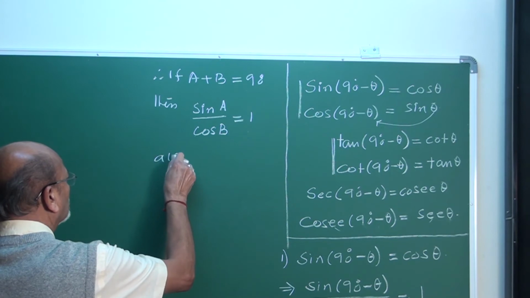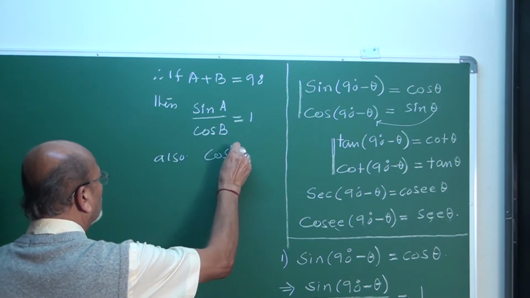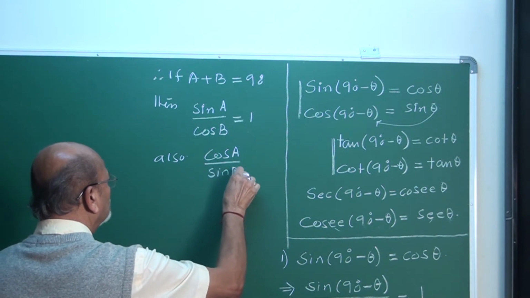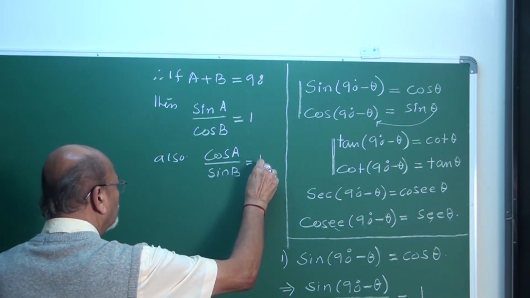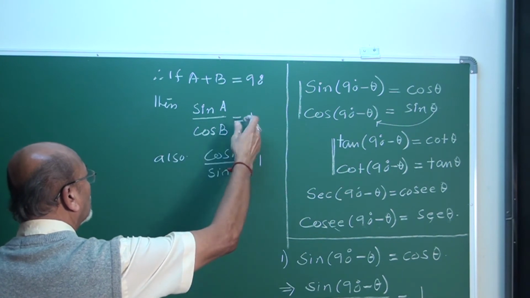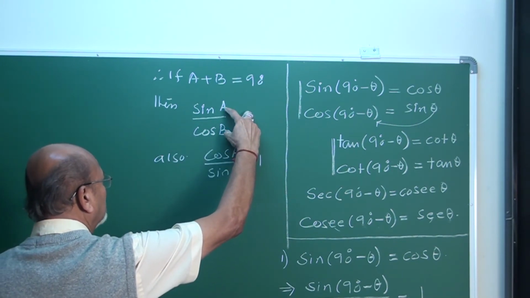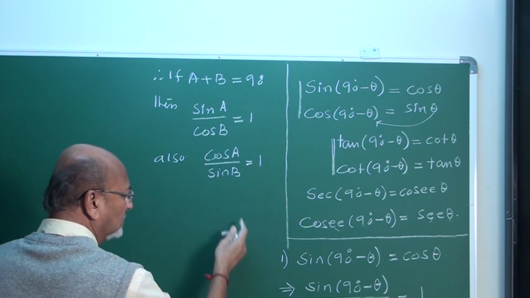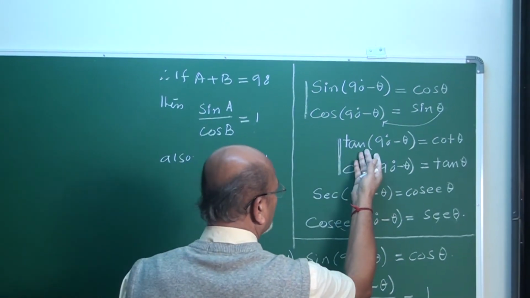It is same as what? It is cos A, 1. Sine A or sine B is 1. Therefore, my friends, through this I wanted to tell, if the sum is 90, either sine upon cos or cos upon sine, what is its value? 1. Similarly, you can do this one.